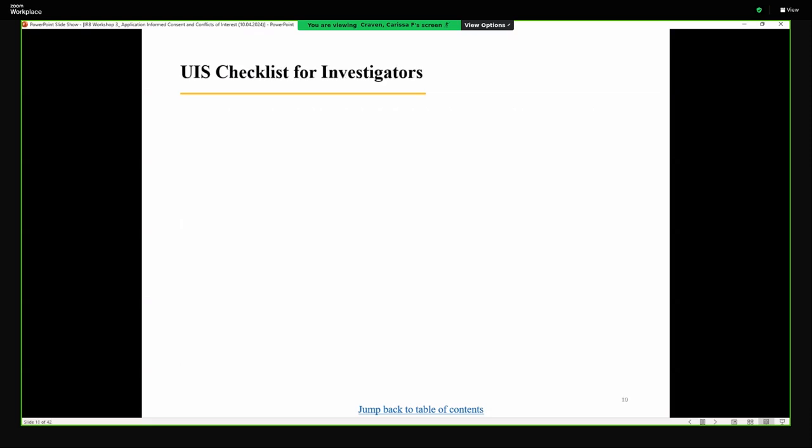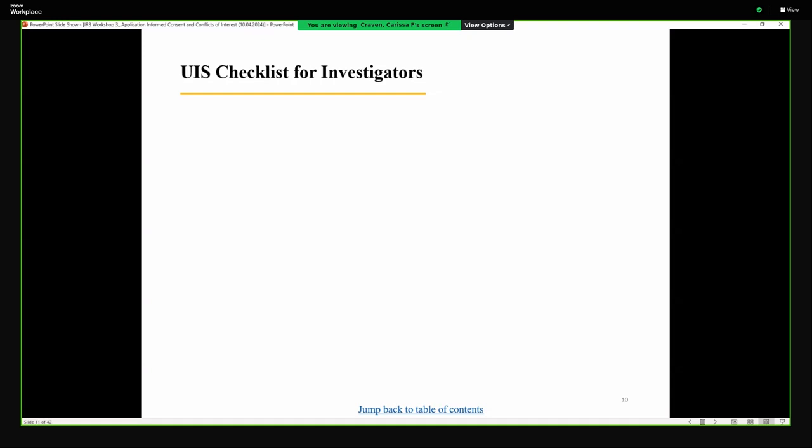All right, so I will pause for a second. Are there any questions regarding basic or additional elements before I get into the UIS resources? Good for now. All right.